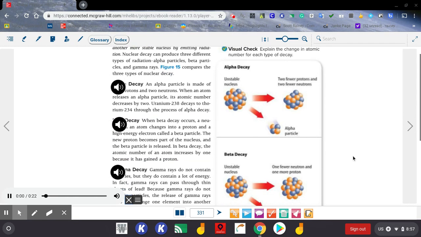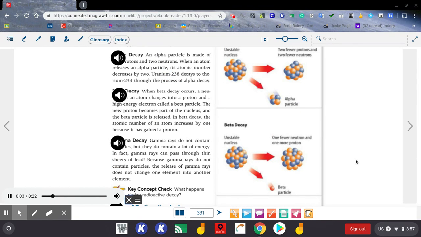Beta decay. When beta decay occurs, a neutron in an atom changes into a proton and a high-energy electron called a beta particle. The new proton becomes part of the nucleus, and the beta particle is released. In beta decay, the atomic number of an atom increases by 1 because it has gained a proton.